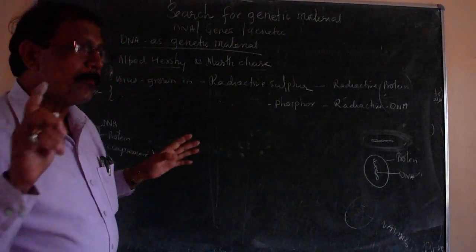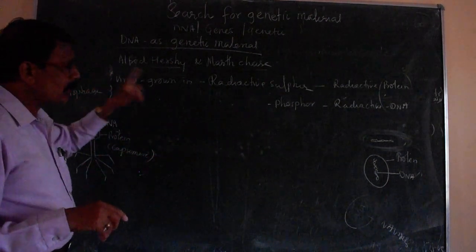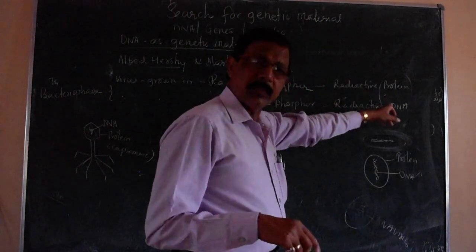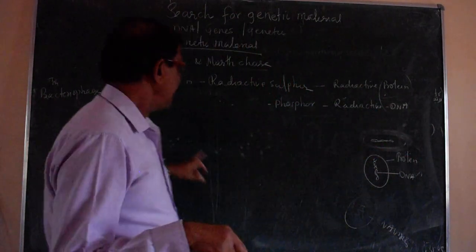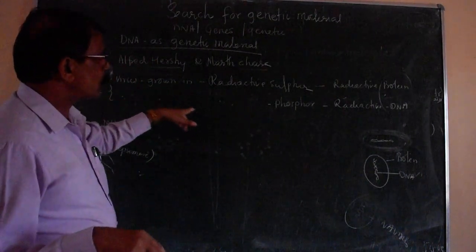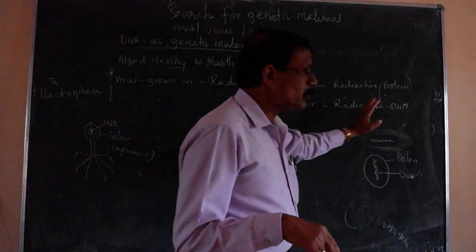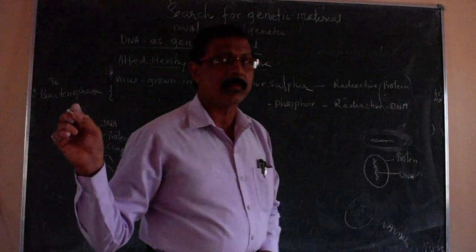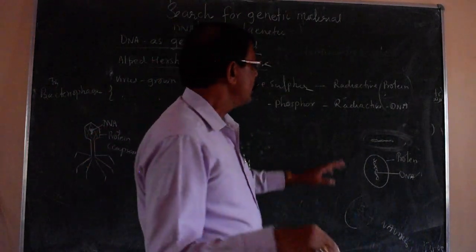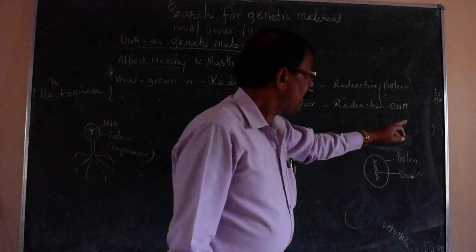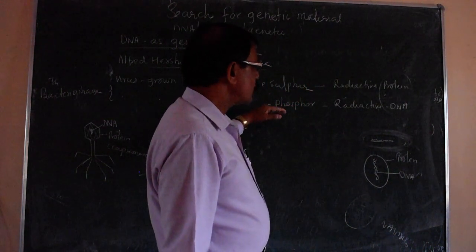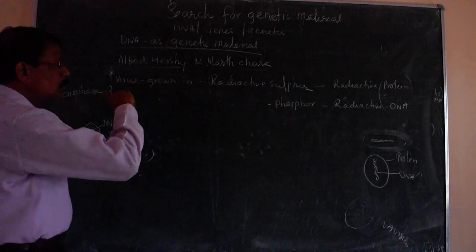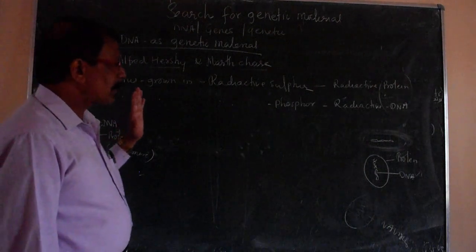So the radioactive sulfur attaches to the protein, because protein contains sulfur. Similarly, the bacteriophage grown in radioactive phosphorus has radioactive DNA, because DNA contains phosphorus, which, with a nitrogen base and a pentose sugar, forms a nucleotide, as you already studied. So radioactive phosphorus is attached to the DNA. These are the two different types of bacteriophage.